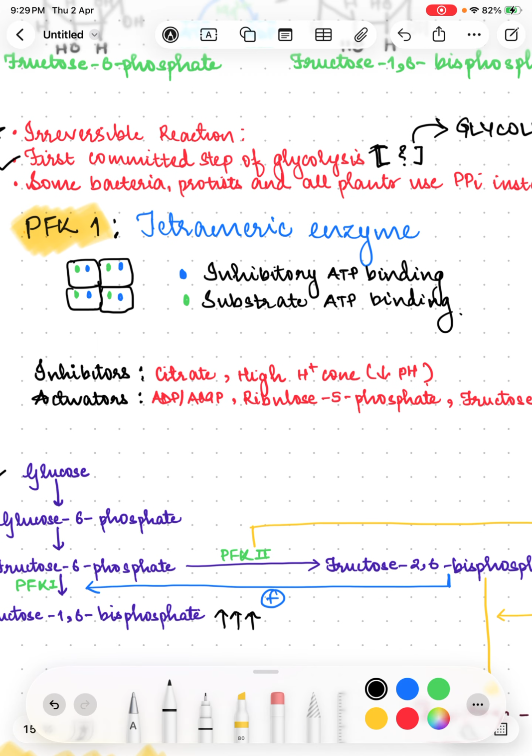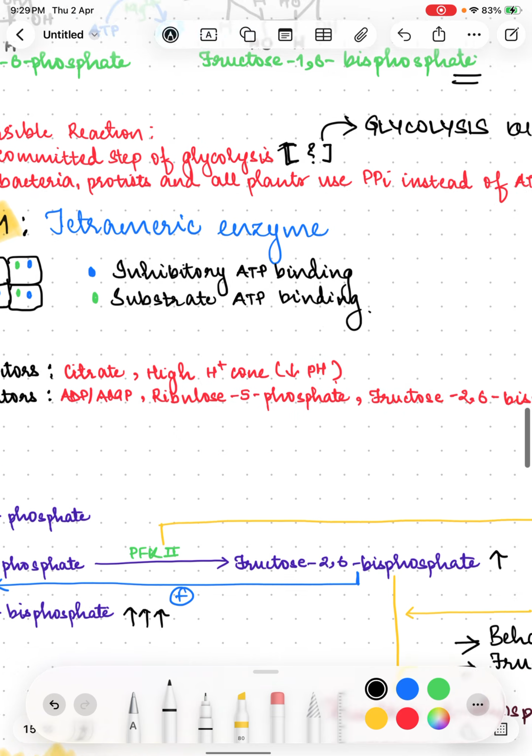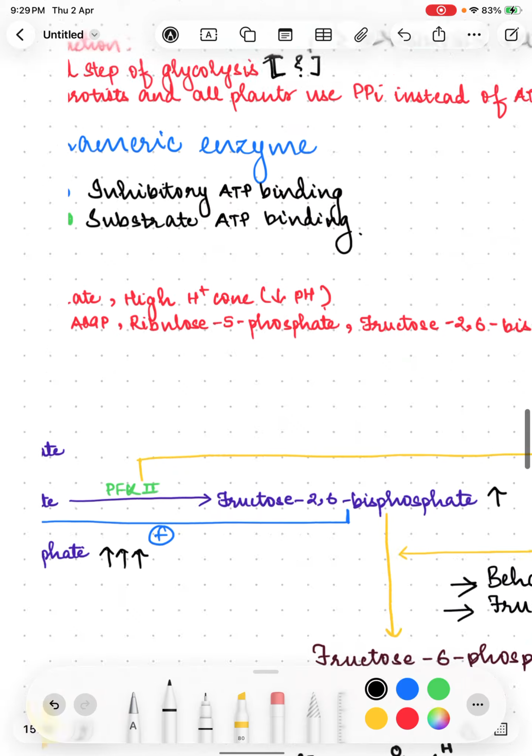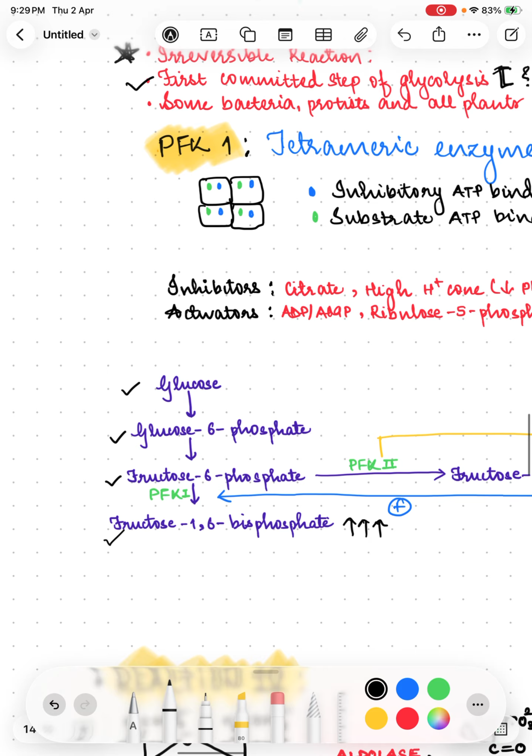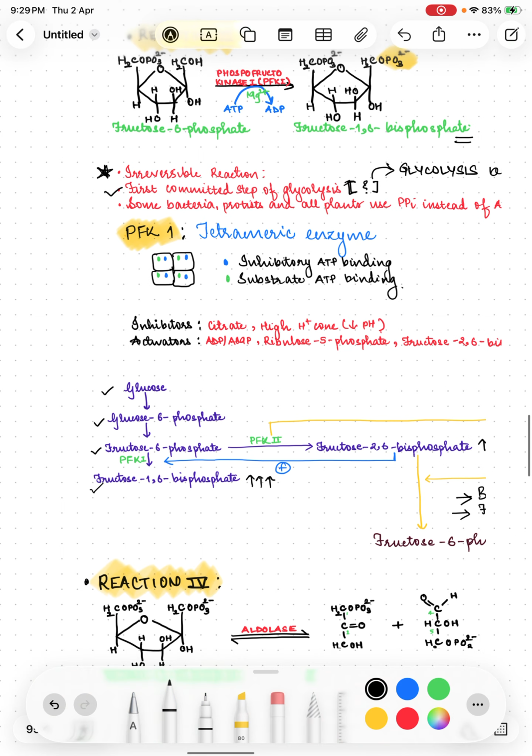Now citrate and high proton concentration are inhibitors of phosphofructokinase 1, and ADP or AMP, ribulose 5 phosphate, which is an indirect activator, or you can say fructose 2,6 bisphosphate, are activators of phosphofructokinase 1.